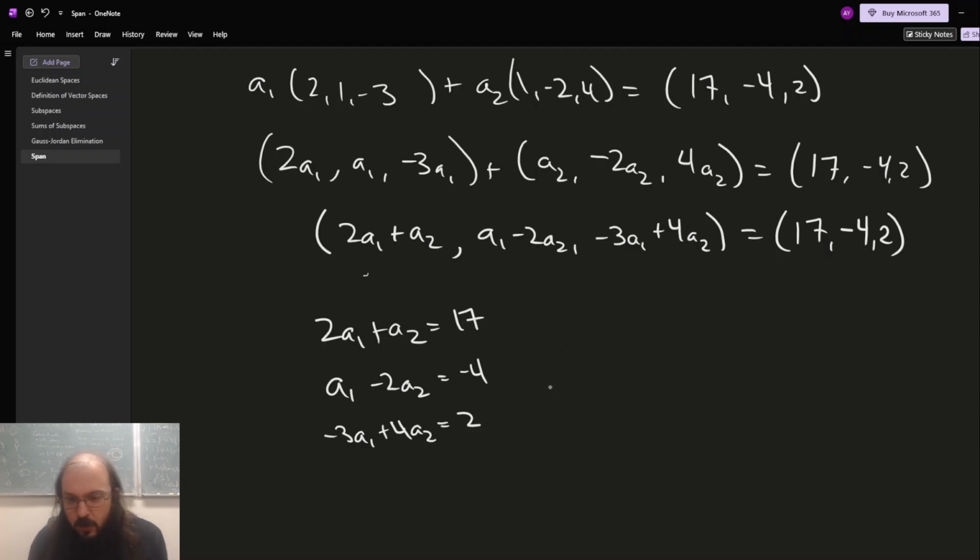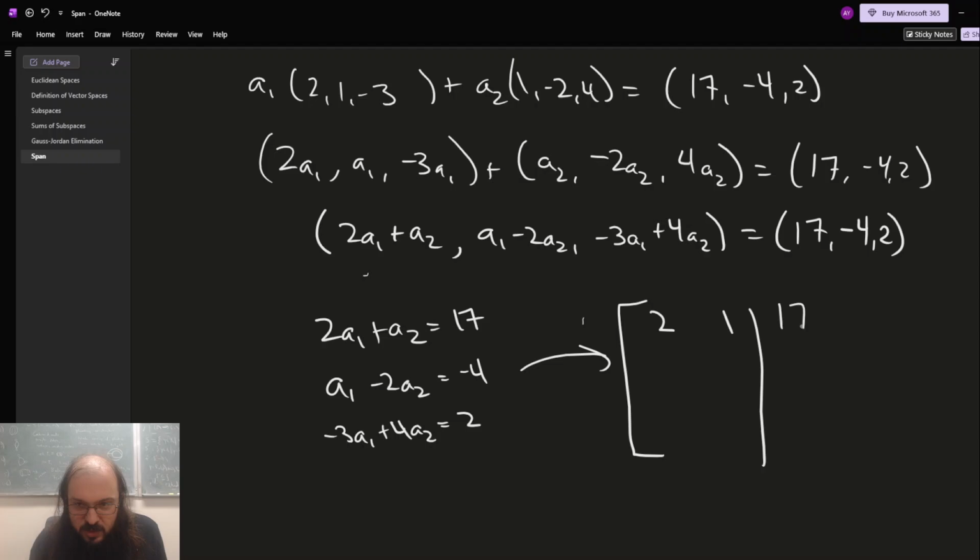And so we saw in the last video how to solve systems of equations like this. In that video we had x's and y's, and z's. Here I have a1 and a2, but it's the same process. The augmented matrix is 2, 1, 17; 1, -2, -4; -3, 4, 2. And then we're going to try to do the Gauss-Jordan algorithm on this thing and see if we can see any solutions.